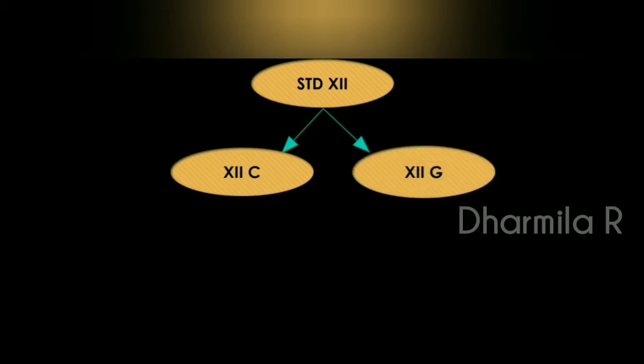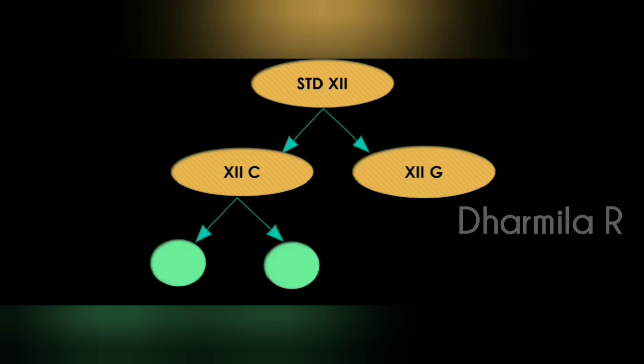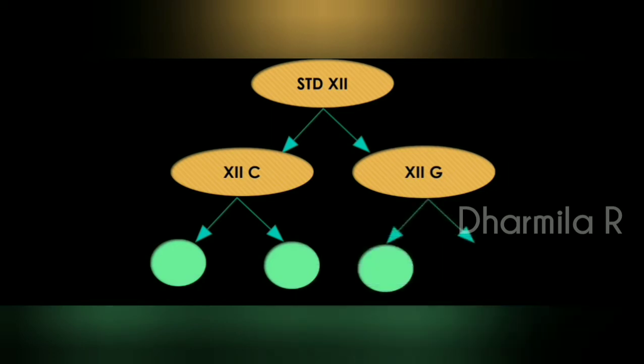So after dividing, storing students' detail will be easier. To make it more easier, I can further divide this table into two different parts. For example, plus 2 commerce students, I can maintain a table for boys alone and a table for girls. Similarly, for other groups also, we can divide the table and you can store a table for girls and for boys.